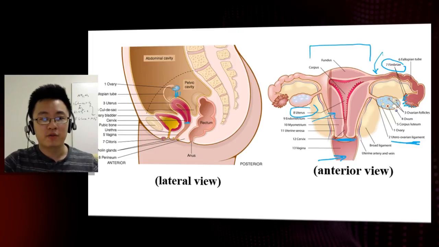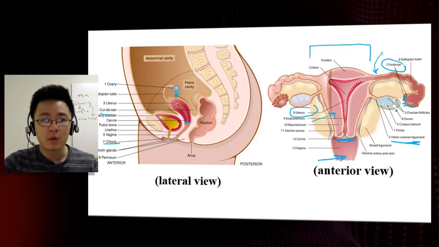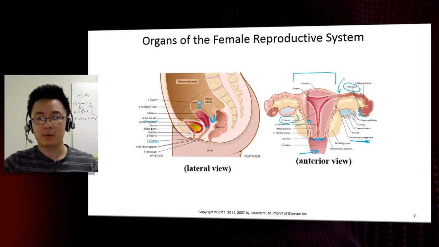Okay, other female reproductive structures here, we do have the external reproductive structures. We have the clitoris here, which is analogous to the glans penis of the male reproductive system. More about the glans penis in the male reproductive system. And we also have here something known as a cul-de-sac. The cul-de-sac here is this structure between the rectum and the uterus. Yes, and that is pretty much the main idea of the female reproductive system.